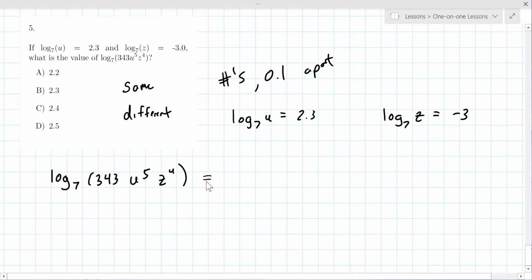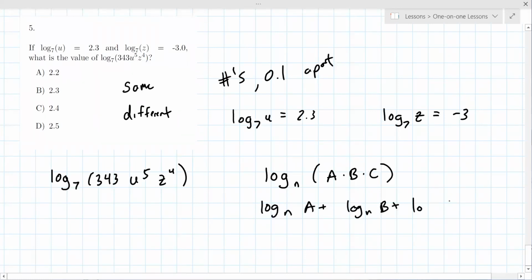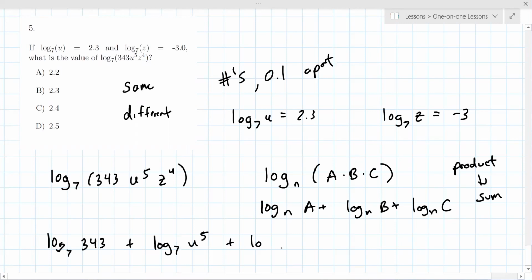Like half, like sort of. All right, so there's this property where it says log base n, if you've got a times b times c, this equals log base n a plus log base n b plus log base n c. It's sometimes written as product becomes a sum. So in this case, it's log base 7 of 343, plus log base 7 u to the 5th, plus log base 7 z to the 4th.